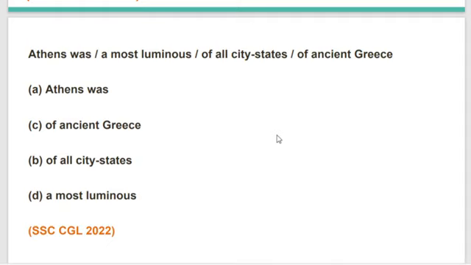Athens was a most luminous of all city-states of ancient Greece. It is very easy and convenient for us to find the error in this sentence and rectify it to make out the correct answer. Here we have written the word "most," which is a superlative degree, right?